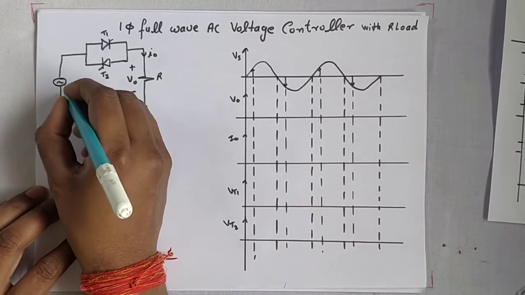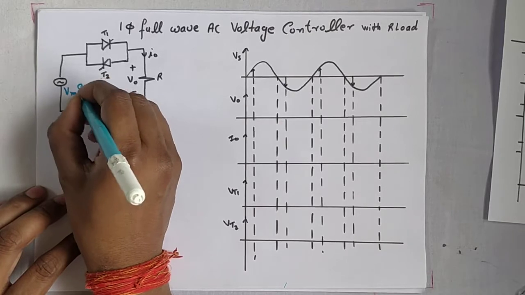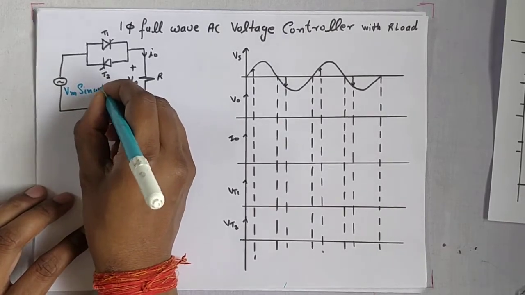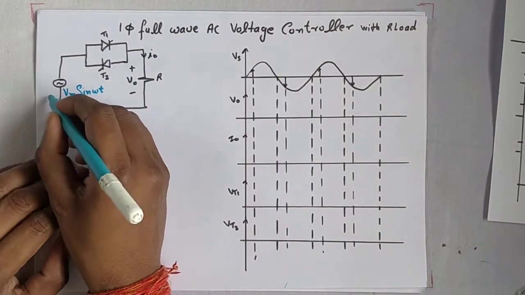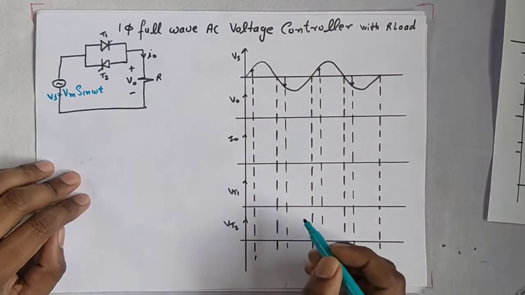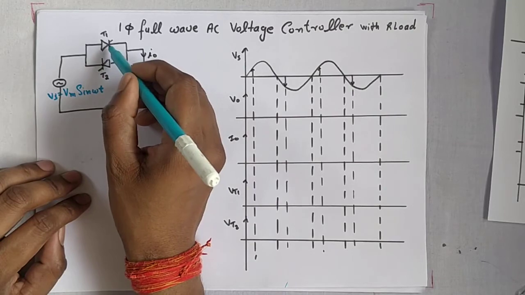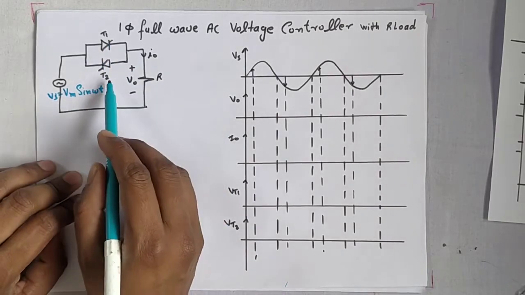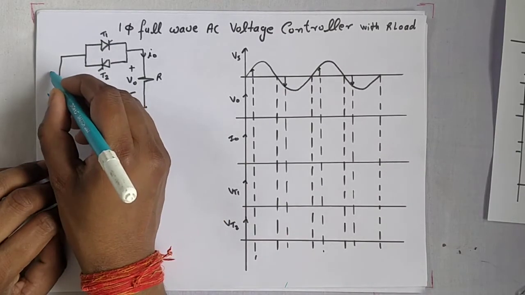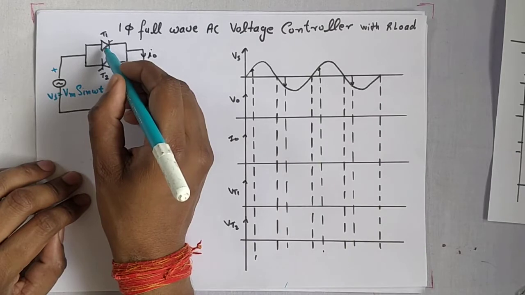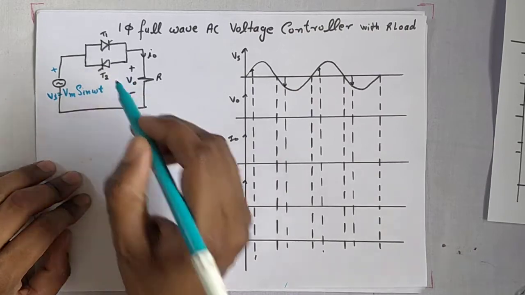This is the circuit diagram of the single phase full wave AC voltage controller. The input voltage is Vs equal to Vm sin omega t. This is the resistance, this is thyristor 1 and this is thyristor 2. Thyristor 1 will trigger in the positive half cycle and thyristor 2 will trigger only in the negative half cycle, because when this terminal is positive, T1 can be on, and when this terminal is positive, only thyristor T2 can be on.